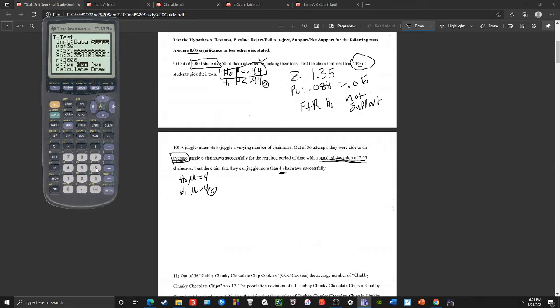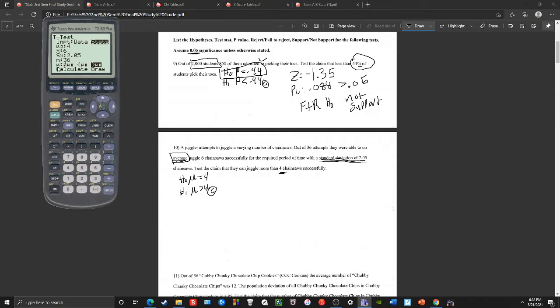On average, he was able to get 6. Oh, sorry, my bad. 4 is our claimed average, so we're claiming that he can juggle more than 4. He was able to juggle 6 on average. His deviation was 0.205, and he made 36 attempts that we took data from. And we want to claim that we're more than 4.